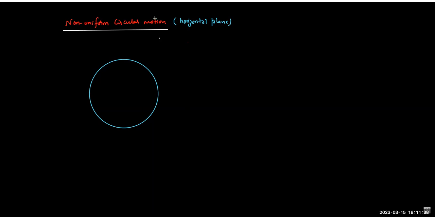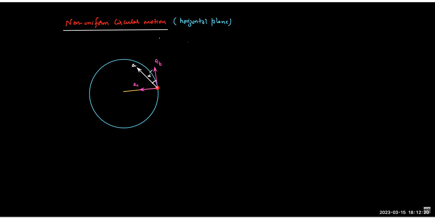So in case of non-uniform circular motion, what happens? We have a particle moving on a circular track, and non-uniform means its speed is also changing. So to change the speed, what do we need? To change the speed, we need tangential acceleration. And whether you want it or not, you have to change the direction always, so you need centripetal acceleration. Therefore, the total acceleration in case of non-uniform motion will be somewhere between, like this, A. And we have done this, I think, before.